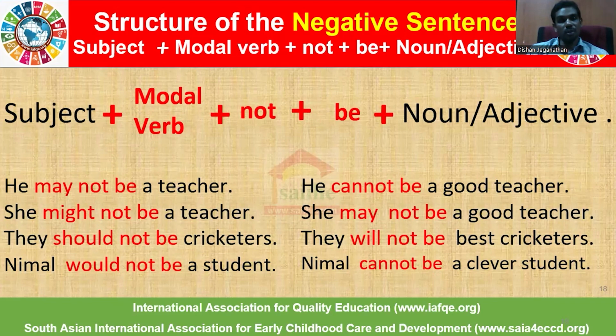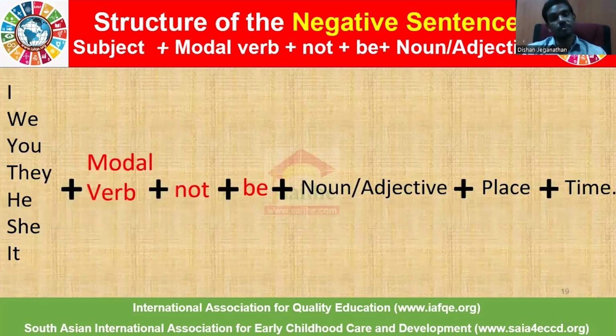Moving on to the next one, she might not be a teacher. She may not be a good teacher. They should not be cricketers. They will not be best cricketers. Nimal would not be a student. Nimal cannot be a clever student. So I repeat, the structure for negative sentences would be subject plus modal verb plus not plus be plus noun or adjective with place and time.